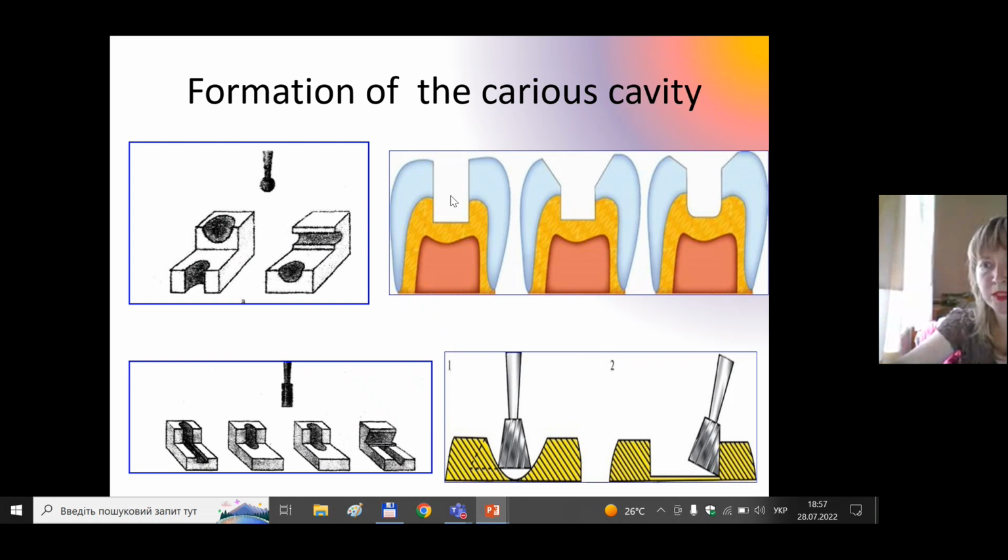And for Black, it was enough, but this diagram gives an idea of modern caries cavity preparation. According to the modern steps of cavity preparation, the final step is cutting of the enamel bevel at 45 degrees. And this cavity is rounded. This is prepared for restoring the caries cavity with composite material.